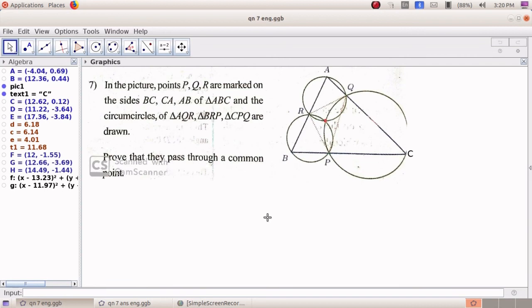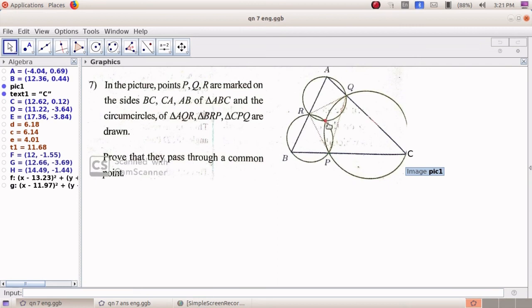Now let us do one more problem. See the figure, read the question. It is said ABC is a triangle. P, Q, R are points on the sides of the triangle. See triangles AQR, BPR, CPQ. Circumcircles of triangle AQR and triangle BPR are drawn. They meet at two points.